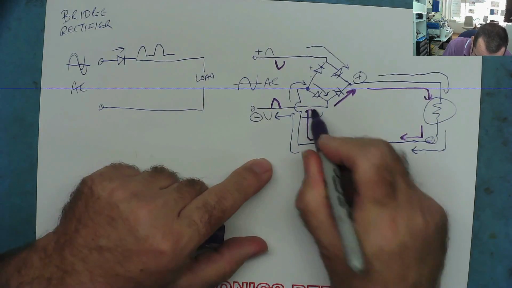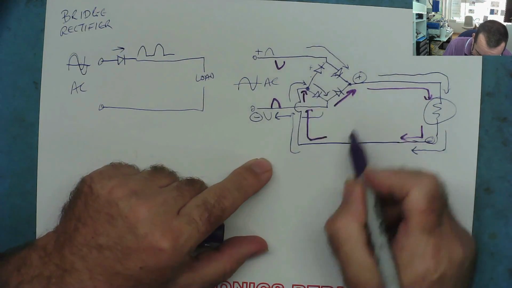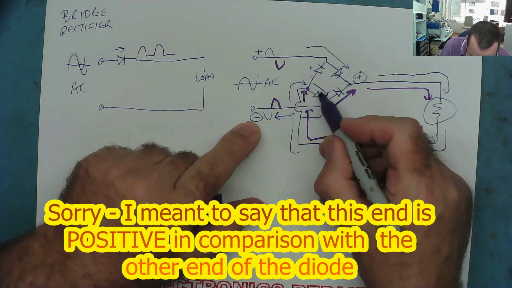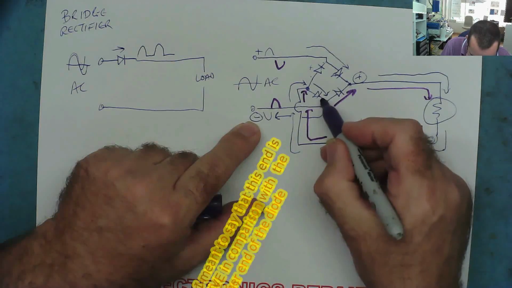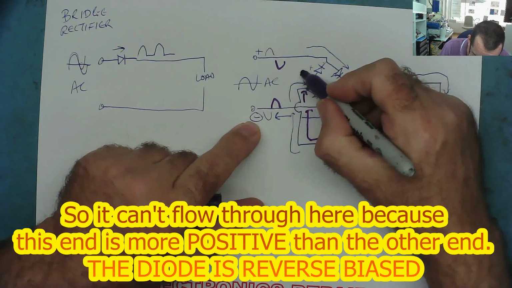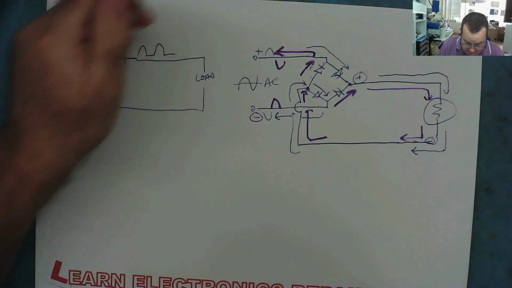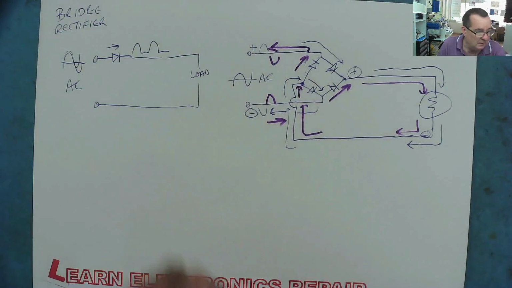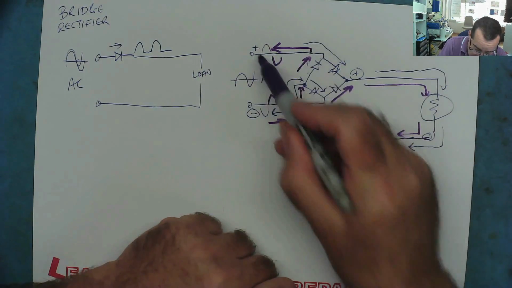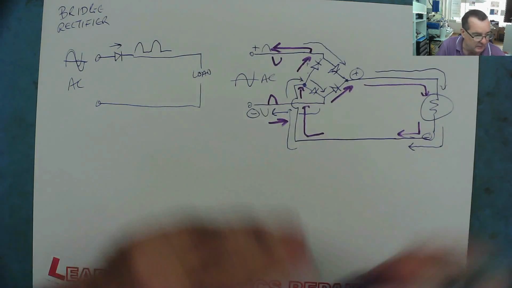Back up into here, and back up to here, and it now has 2 choices, yeah? This point here is negative in comparison to here, so it can't flow through this diode because this end of the diode is more negative, is reverse biased, yeah? But what you can do is flow through that one and back to here, okay? And that there is your voltage path, one direction, yeah, or the other direction, sorry, that way. So that is a bridge rectifier.